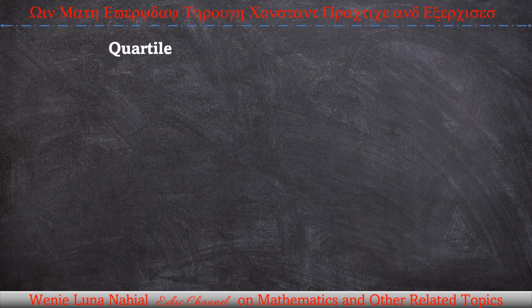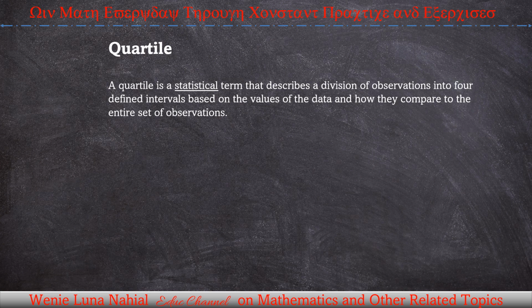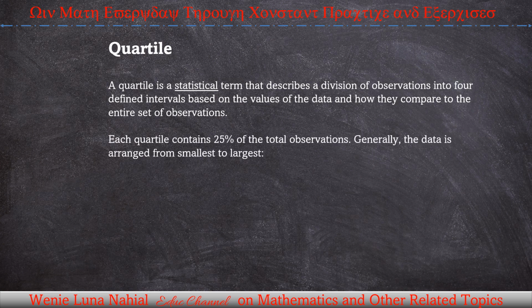Let's discuss quartile. A quartile is a statistical term that describes a division of observations into four defined intervals based on the values of the data and how they compare to the entire set of observations. Then each quartile contains 25% of the total observations. Generally, the data is arranged from smallest to largest.